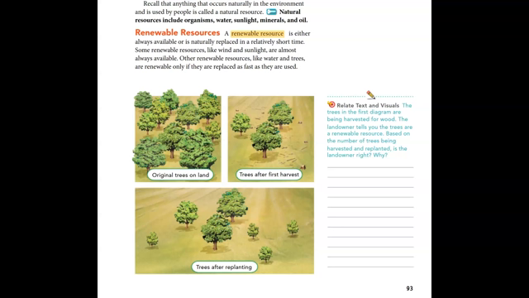In this instance, no, the landowner is wrong. So these trees are not being treated as a renewable resource. They are being used faster than they are being replanted. Now let's say he cut down these trees, there were 3 left, and he planted 10 more. Well, then it would be a renewable resource, because then he's planting more than he is using.